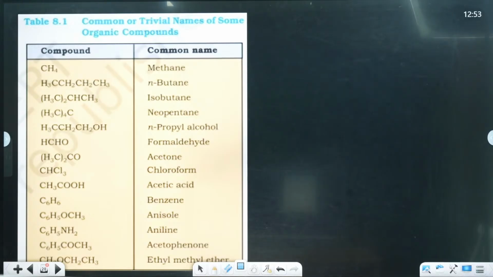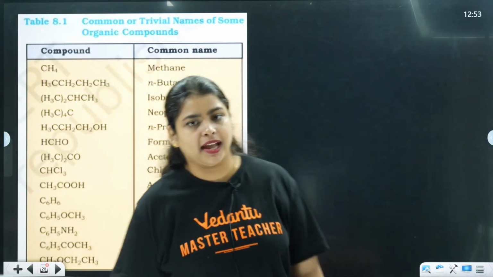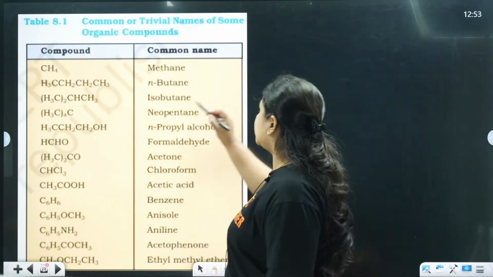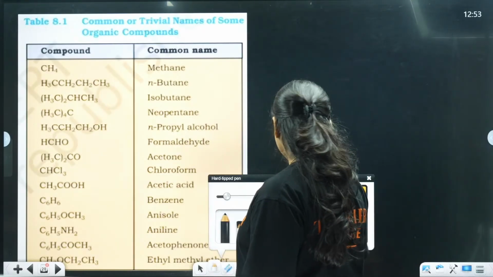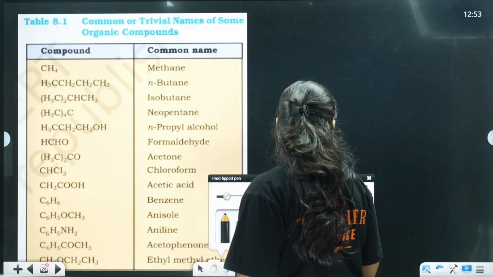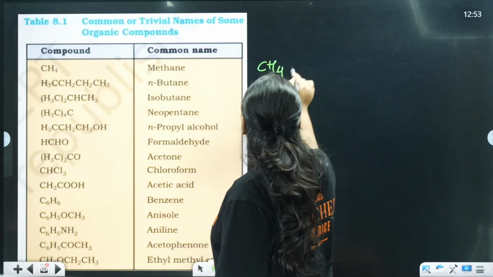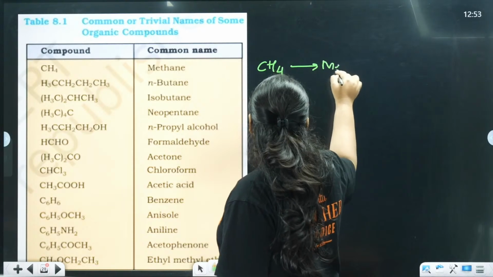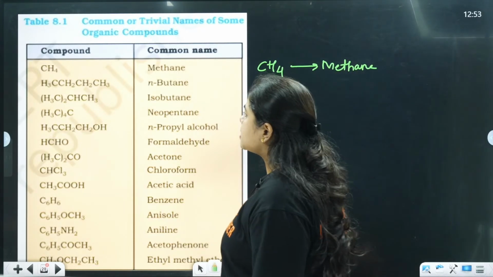First one is CH4. That is actually a compound. Common name is what? Methane. CH4 is called methane, okay? Next comes CH3, CH2, CH2, CH3.